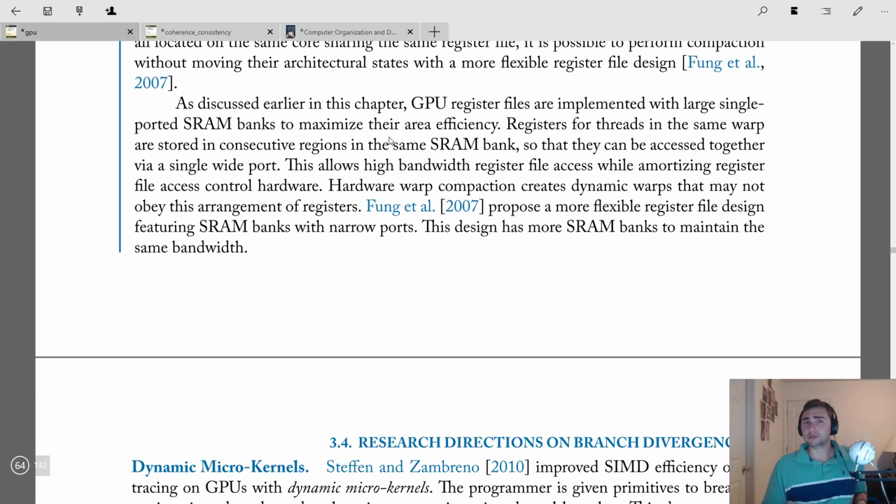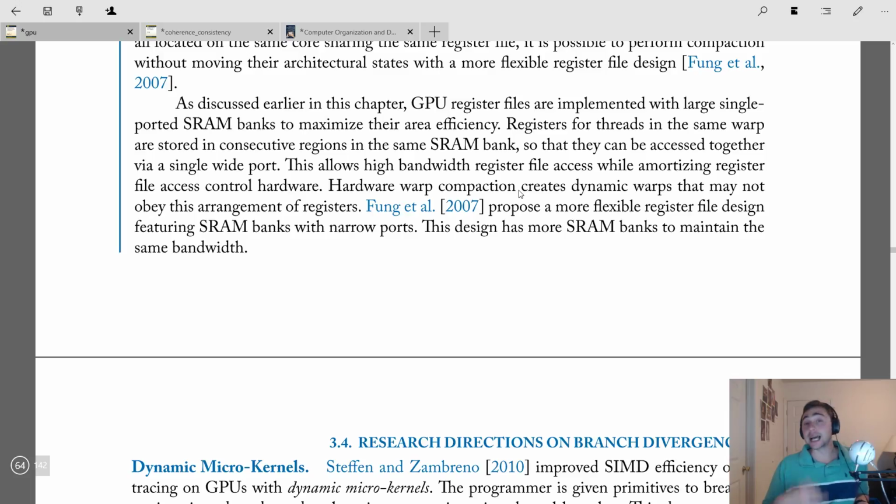And so, let's talk a little bit about the register file and how things like rearranging threads can actually lead us to some trouble, and why we need to start thinking about the register file as well. So we've talked about the register file a bit, and the way that they're typically set up is we've got these large single-ported SRAM banks to maximize area efficiency, and the registers for threads in the same warp are going to be stored consecutively in the same SRAM bank, so that they can all be accessed together and read out together, right? And this is going to be a single wide port, right? So this allows high bandwidth register file access, while amortizing register file access control hardware.